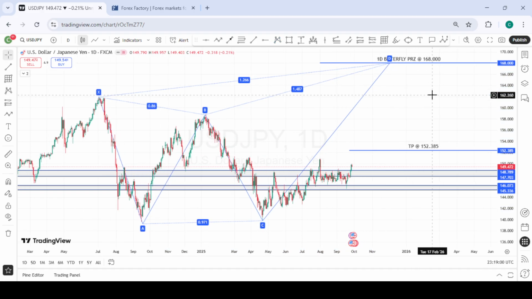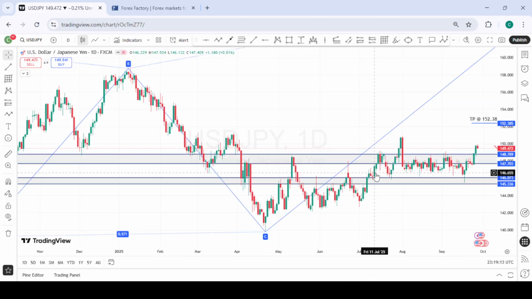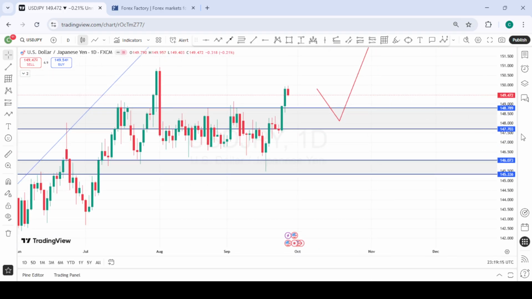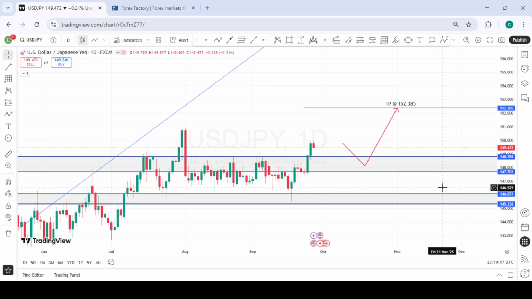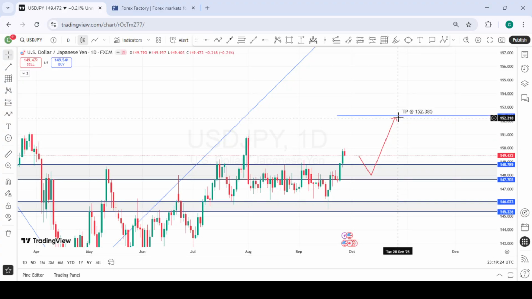So we are just looking for buying opportunities to the upside. We look forward to a pullback to this area of interest we have here, and then we look for buying opportunities to the upside. And price is going to be very bullish.